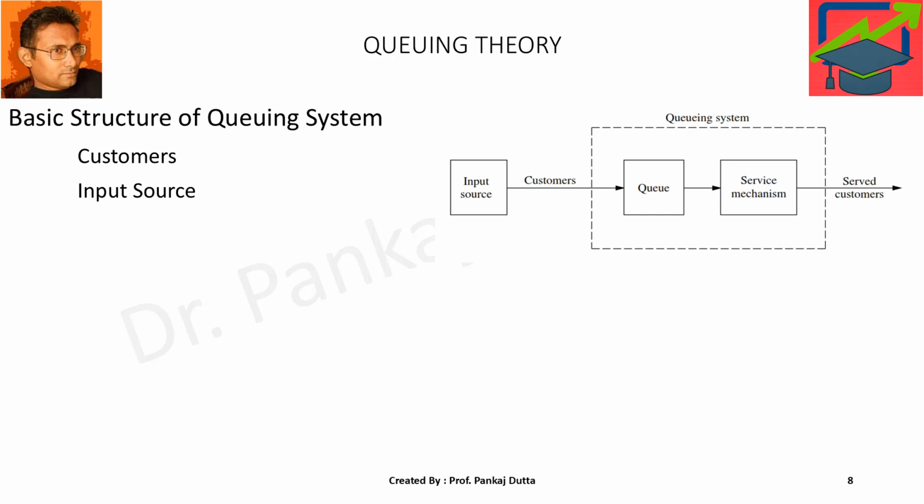On the other hand, an input source is referred to as finite if the rate at which the input source generates new customers is significantly affected by the number of customers in the queuing system. That is, for a finite population, the arrival rate of new customers is significantly affected by the number of customers in the queuing system.